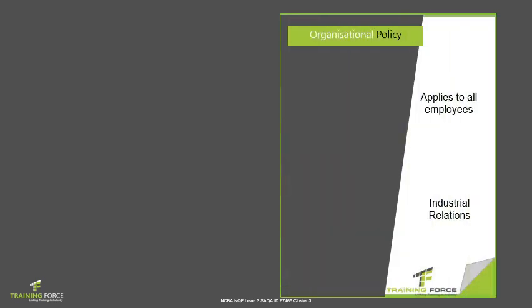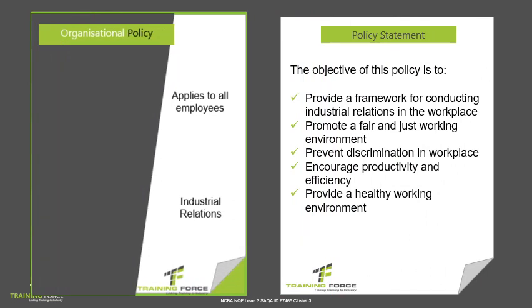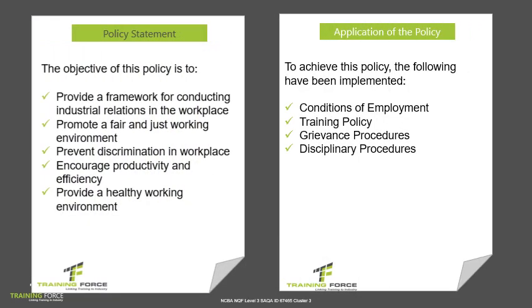A policy document or an organizational policy document may look something like this. The policy statement may state the objective of this policy is to provide a framework for conducting industrial relations in the workplace, promote a fair and just working environment, prevent discrimination in the workplace, encourage productivity and efficiency, and provide a healthy working environment. So here we're looking at an industrial relations policy.